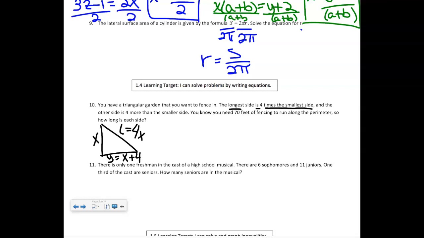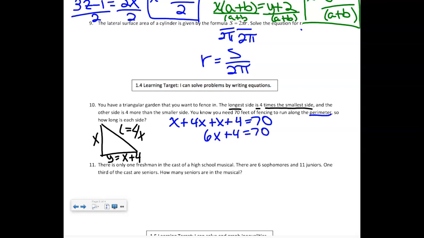It says you need 70 feet of fencing for your perimeter, so we want to find each side. Since we know we have the word perimeter, I'm going to take all my sides and add them all up, and it equals that 70. Okay, so I'm going to take X plus 4X plus X, so I'm going to have 6X plus 4.